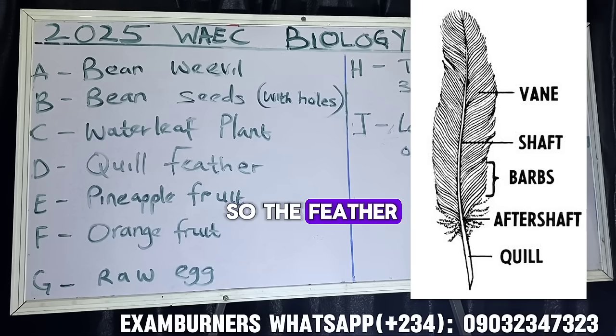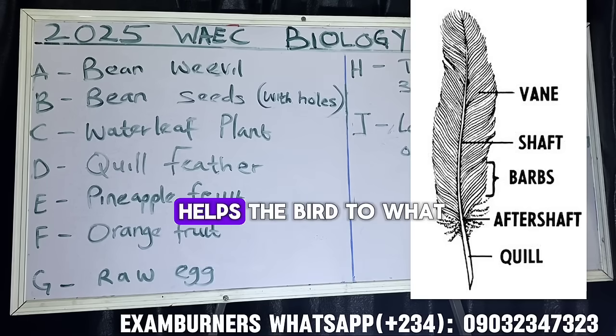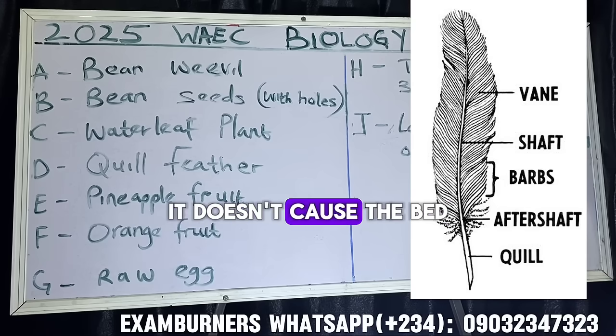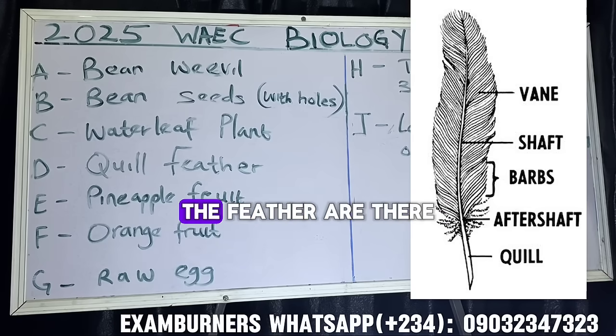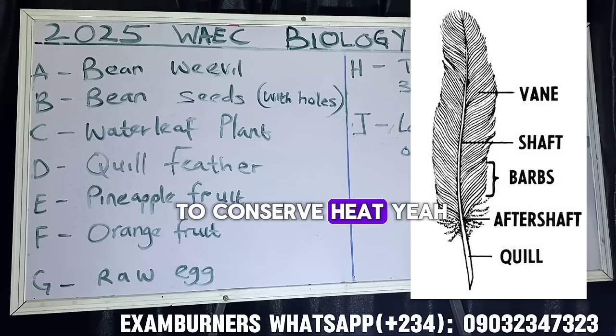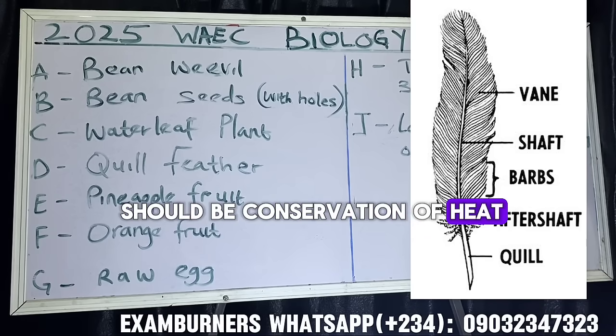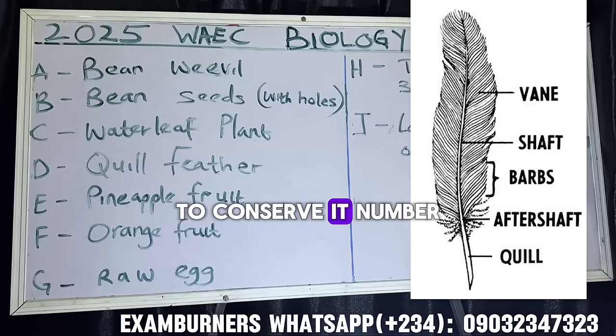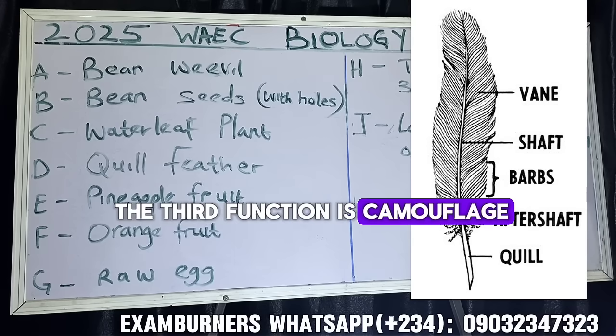So the quill feather helps the bird to what? To fly. Then the second one is for insulation. So when you talk about insulation, it helps the birds to retain heat. So it helps to provide heat to the bird. It doesn't cause the bird maybe to feel cold. During cold weather, the feathers are there to protect the bird from cold and to conserve heat. Yeah, the right word there should be conservation of heat. So the quill feather of the bird helps the bird to what? To conserve heat.